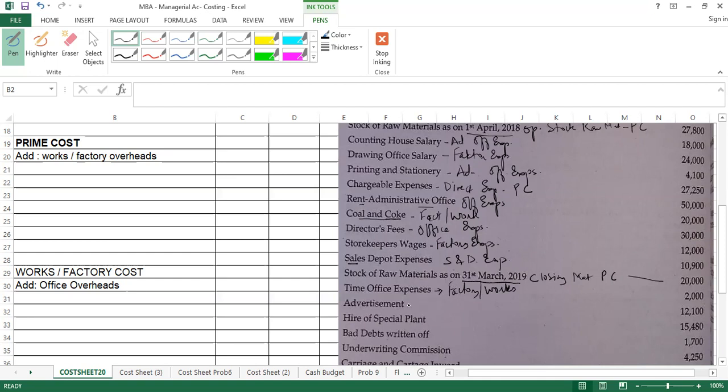Next. Advertisement. We are doing advertisement because we want to sell more products. So advertisement is selling and distribution expenses. Next.